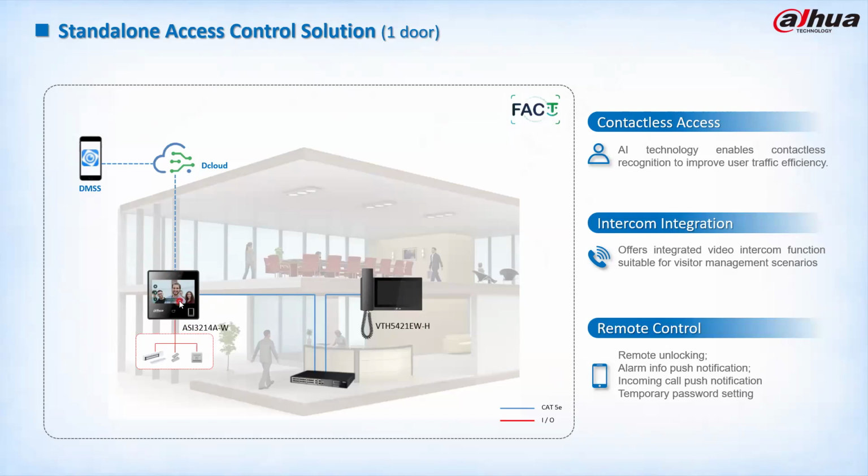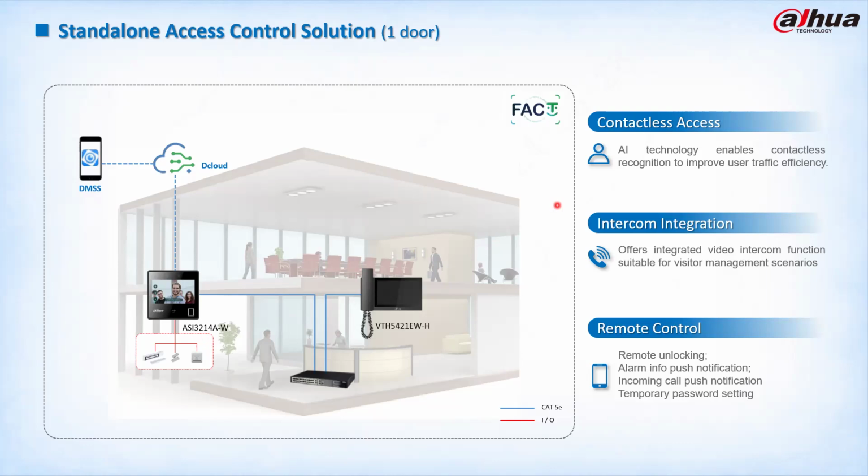So the major features for this kind of solution, for example, this access control face terminal 3214 AW, come with contactless access. Through its AI technology, it enables users' contactless recognition to improve user traffic efficiency. In this case, it can detect multiple people at a go.